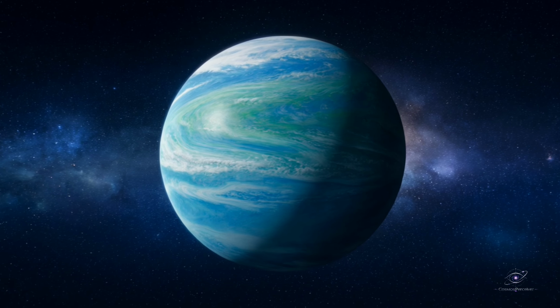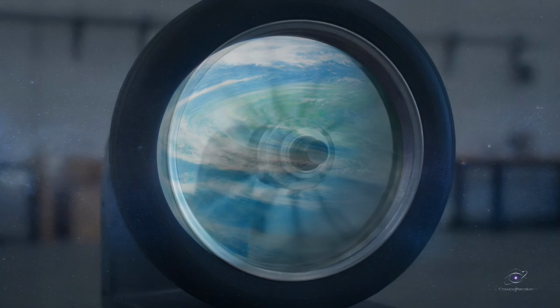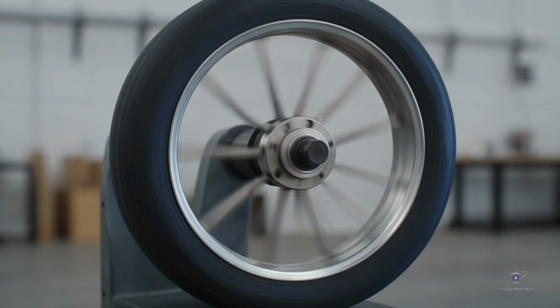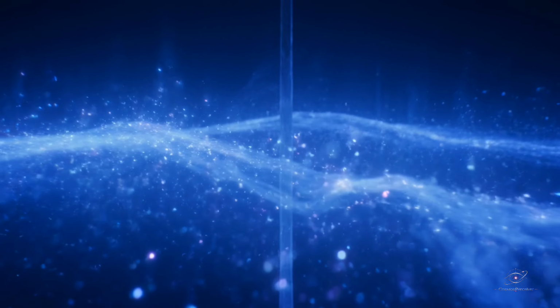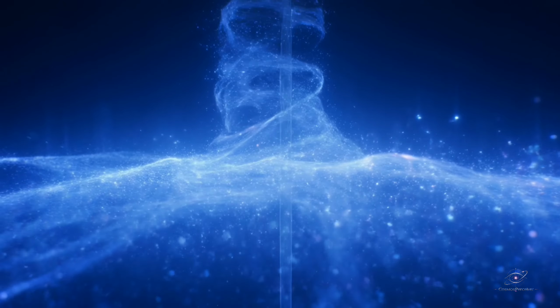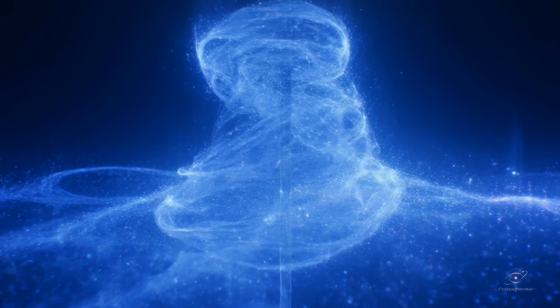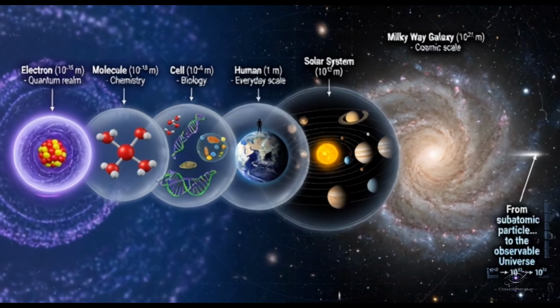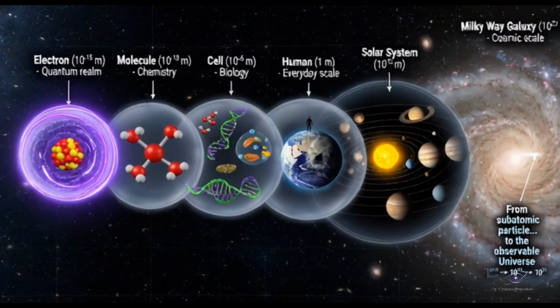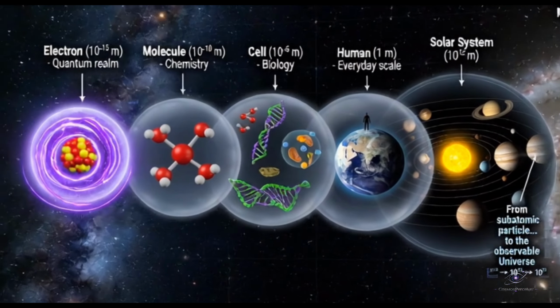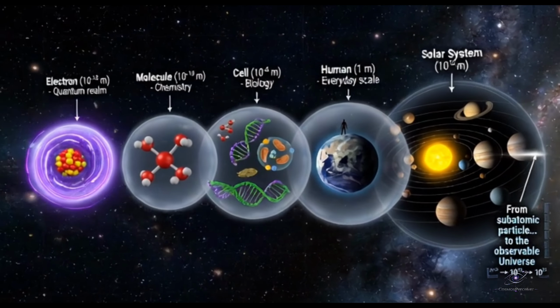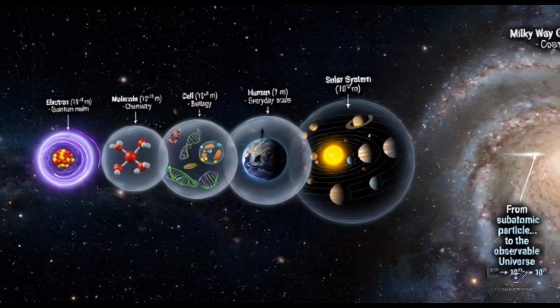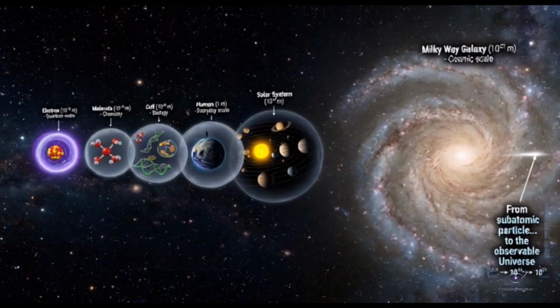In our everyday world, things make sense. Planets spin, wheels rotate, motion is visible and predictable. But deep inside the quantum world, those rules begin to fall apart. There, we encounter one of the strangest concepts in physics, quantum spin, a property so fundamental, yet so deeply misunderstood.